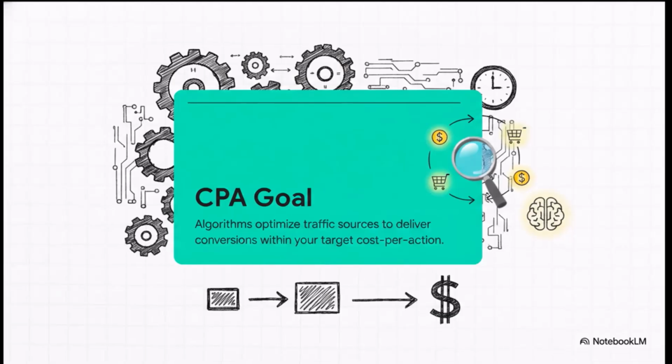Instead of sitting there manually tweaking bids every single hour, tools like CPA goal and Smart CPM allow machine learning algorithms to just manage your bidding for you. You simply tell the system, "Hey, I want to pay exactly this much for conversion," and the system adjusts your bids in real time to meet that goal. It means you can actually sleep at night instead of losing your mind over manual bidding.